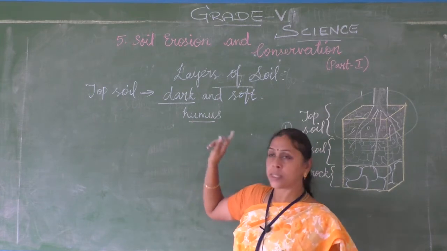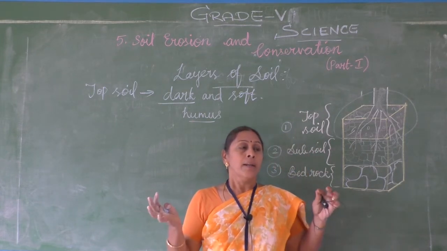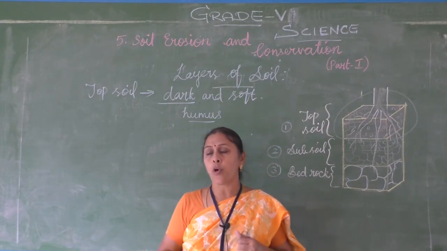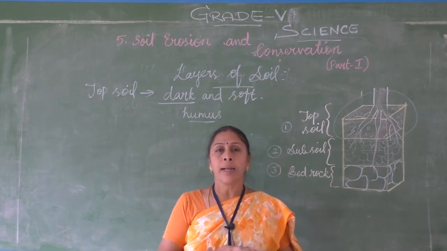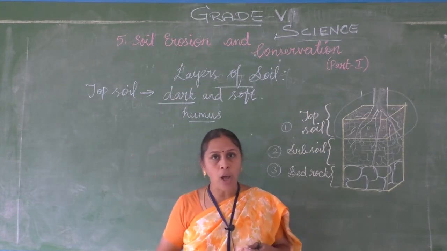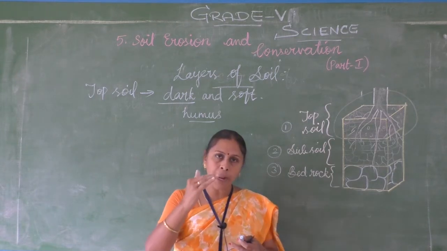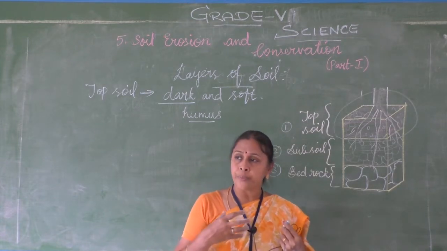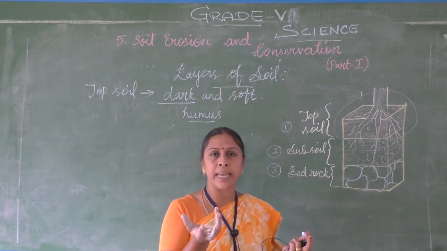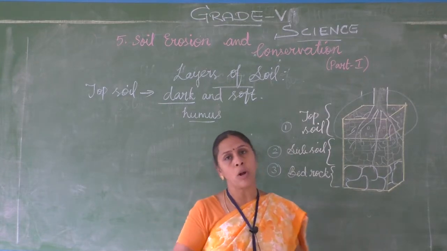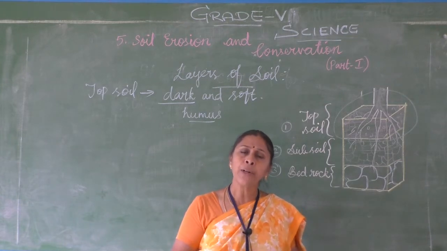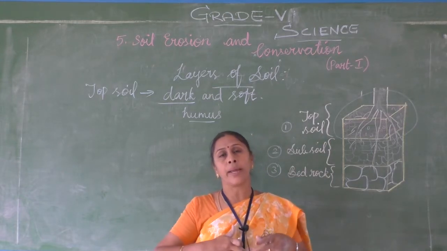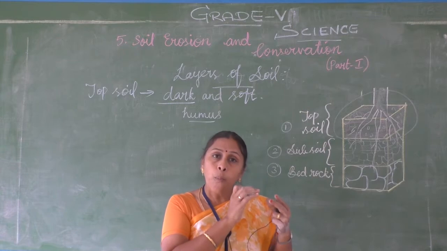H-U-M-U-S, humus. Humus means what? The dead remains of plants and animals that get decomposed. For example, the leaves will get dried and fall off from the trees, or from a small plant also, the leaves will fall down. And some insects like ants or some other insects will die and lie down on the soil. What will happen to these living organisms? They will get mixed up with the soil, they will decay, decompose.